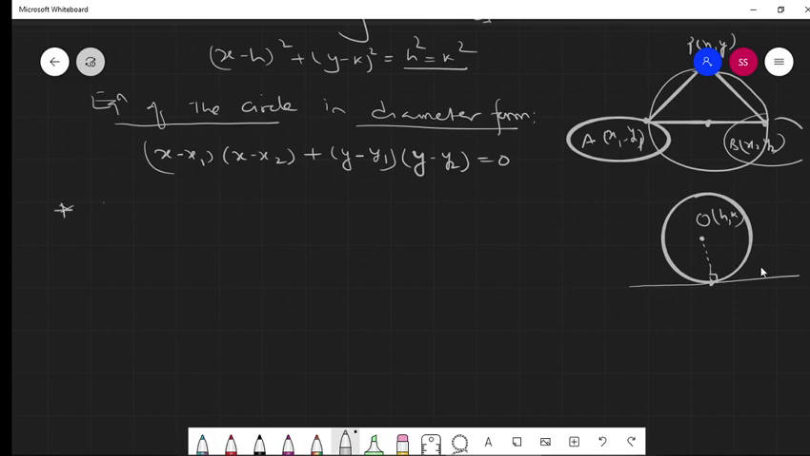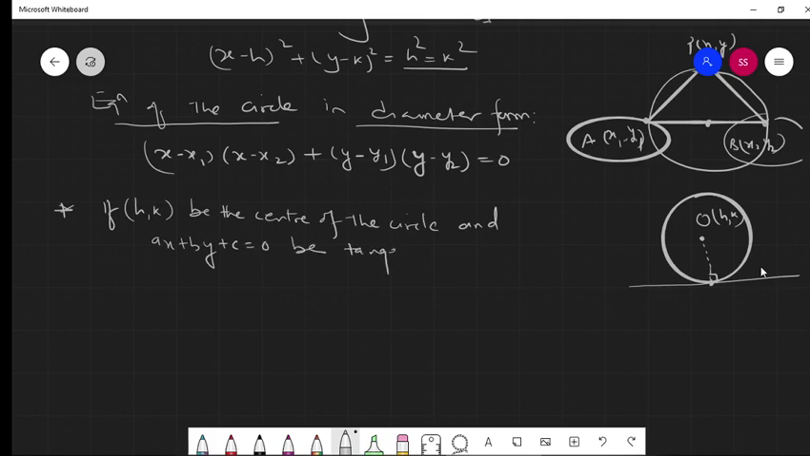Next part is, if h, k be the center of the circle and ax plus by plus c equal to 0 be tangent to the circle. This equation is ax plus by plus c equal to 0. This point is this. Now, this is r and perpendicular distance is same because that is r as well.